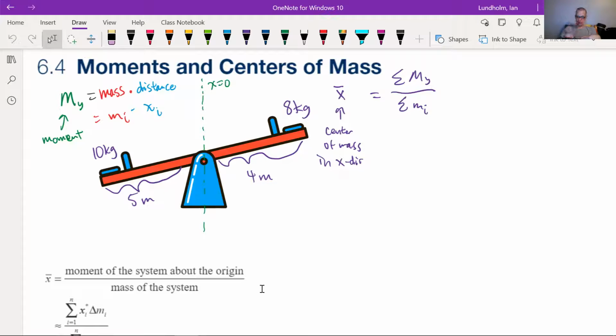And so for this particular seesaw, we would have a couple of moments. The first one would be 10 kilograms times, we'll call that -5 meters here because that's to the left of x equals 0, plus 8 kilograms times 4 meters. And on the bottom, we'd sum up the masses, which would be 10 plus 8.